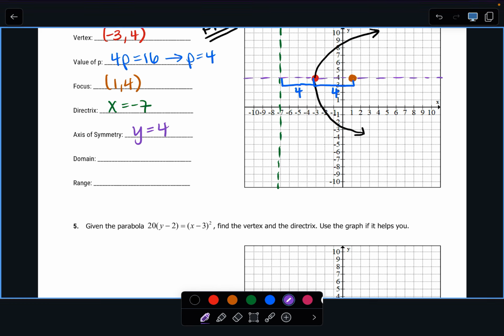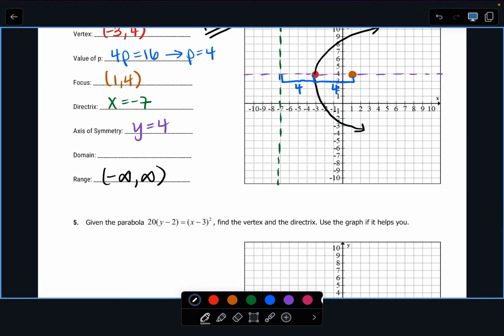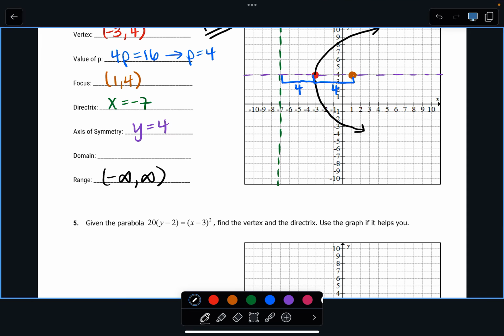Okay, now here's where it gets a little tricky. Domain and range. Normally, when you see a parabola, the domain is -infinity to +infinity. This parabola has been tilted on its side. So instead, the range is from -infinity to +infinity, and the domain starts at -3 and goes to +infinity.